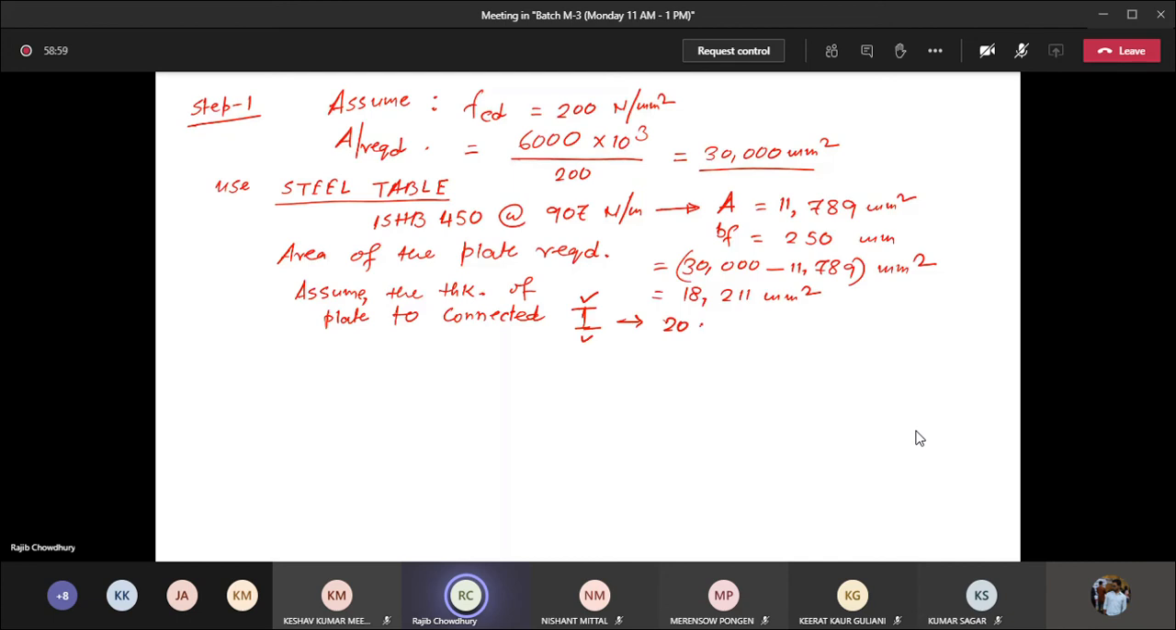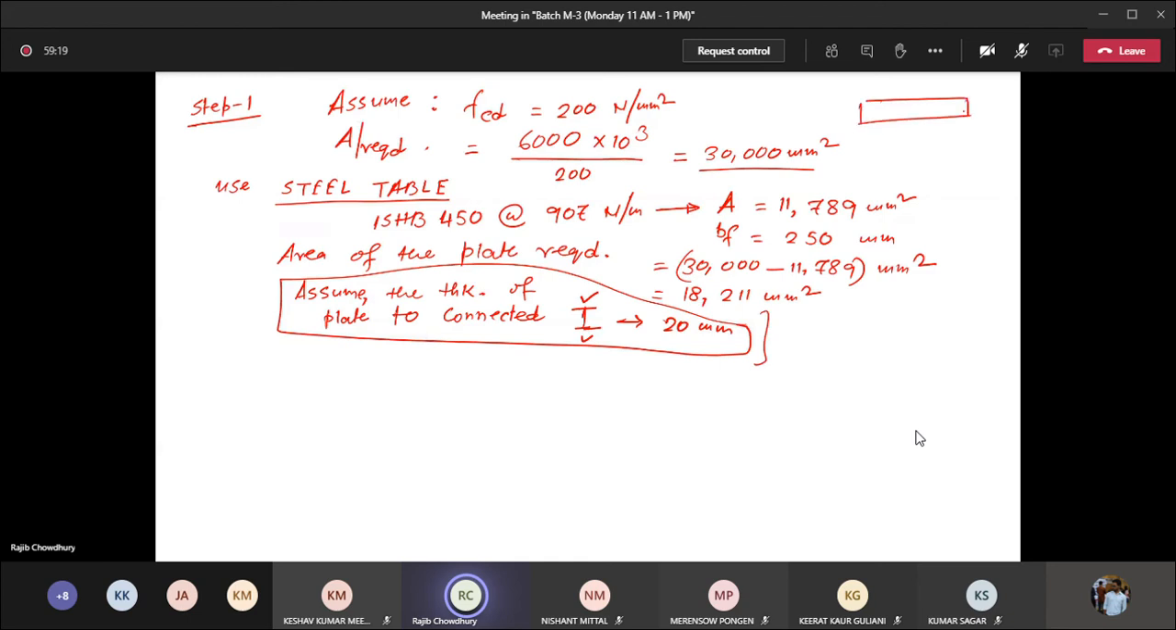Or I can choose judiciously 16 mm or 20 mm or 25 mm, whatever I require. If I'm choosing a plate, that means a simple rectangular cross section is there. So now what I require to find out is the breadth of the flange. 2b, 2 meaning both sides I am providing, b times t is becoming 18,000 to 1. Now t I have already assumed 20 mm, so from here I can easily calculate the b that is required.